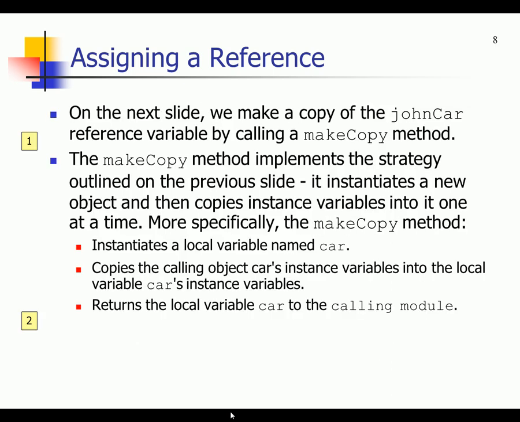So, next slide, we make a copy of the John car reference variable by calling a make copy method. Make copy is not built into Java. You got to write it yourself. So many people think, oh, I tried make copy, but it didn't work. Well, did you write it? No. Well, you need to write it. Okay? So here's how it works.